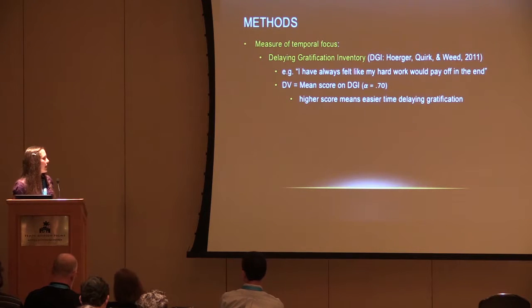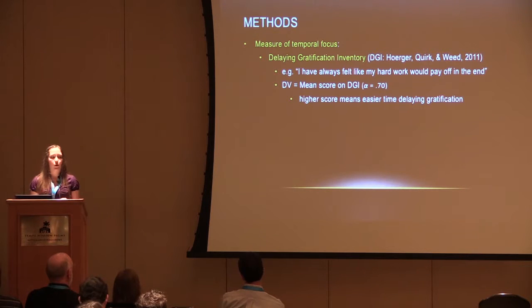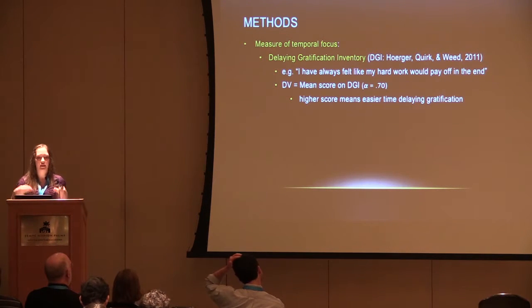It asks questions like, I've always felt like my hard work will pay off in the end. I have an easy time delaying gratification. And a higher score on the DGI, a mean score, means that somebody has an easier time delaying gratification. So that would be more representative of following a slower life history strategy, putting off the reward and thinking in the future.